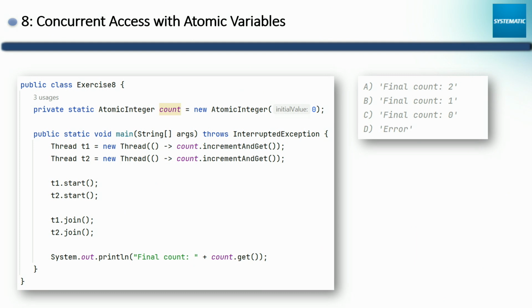So it could be that we will get a final count of 2, of 1, a 0, or perhaps we get an error. Maybe somewhere in the code something is not written correctly. So what do you think the result would be in this case? And you can now submit your answer. So let's see.